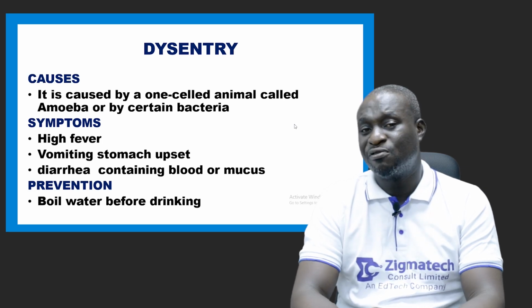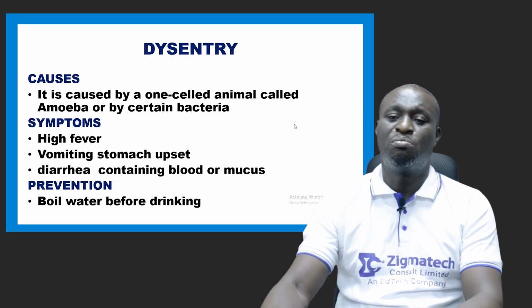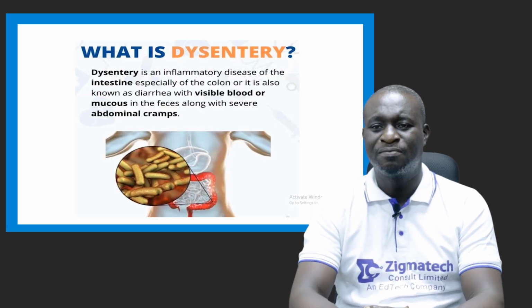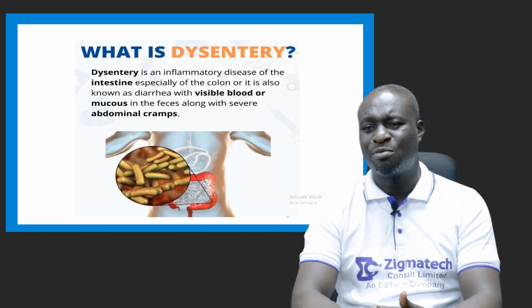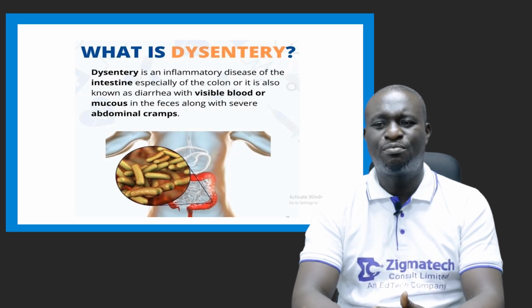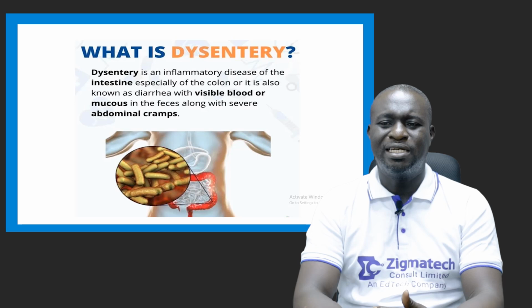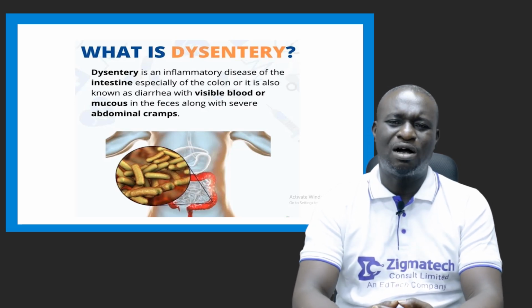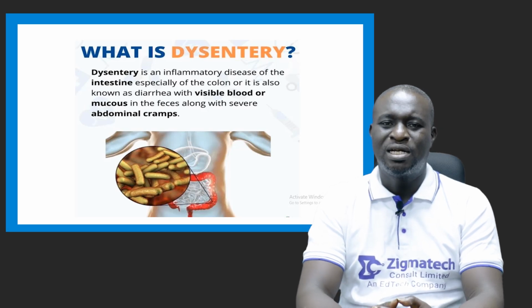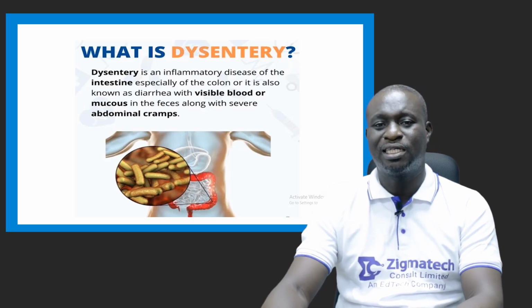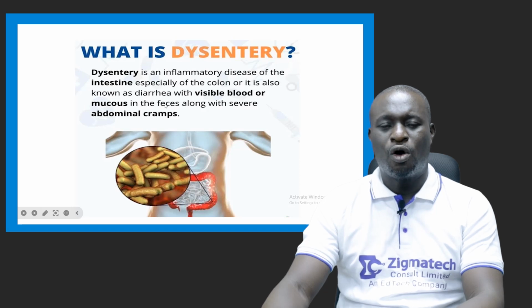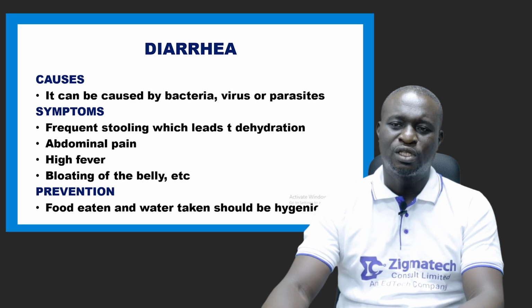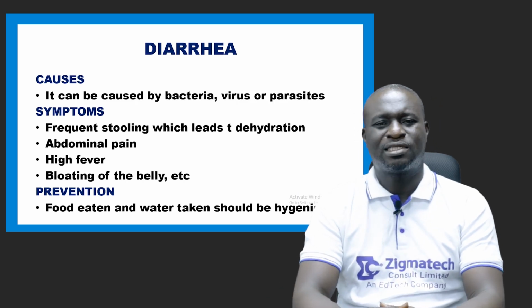One of the ways to prevent dysentery is to boil your water before drinking. Like I said before, there are visible blood or mucus in the feces along with severe abdominal cramps. These are all signs and symptoms that a person is infected with the bacterium or the protozoa that causes dysentery.